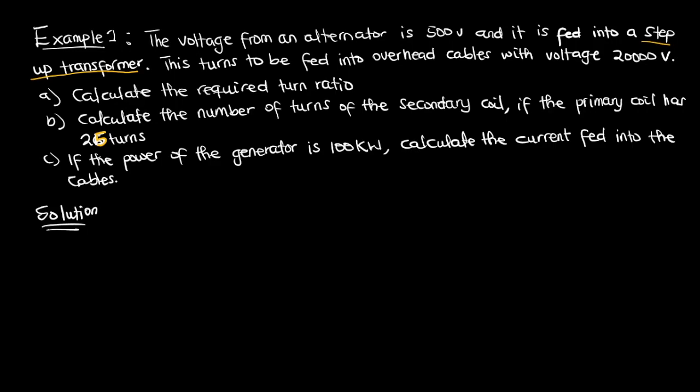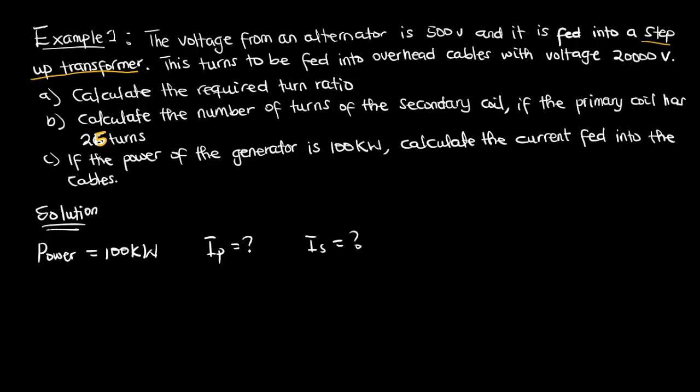We've been asked that if the power of the generator is 100 kilowatts, we have to calculate the current fed into the cables. If you look at this, the current fed into the cables is the IS, or the secondary current. The current from the power into the transformer is the IP. So we have the primary current, and then we have the secondary current, which the question is demanding that we find.